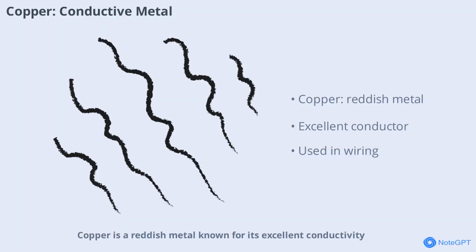Copper is a reddish metal known for its excellent conductivity. It's used in electrical wiring, plumbing, and coins. Copper's ability to conduct electricity and resist corrosion makes it vital for modern infrastructure.